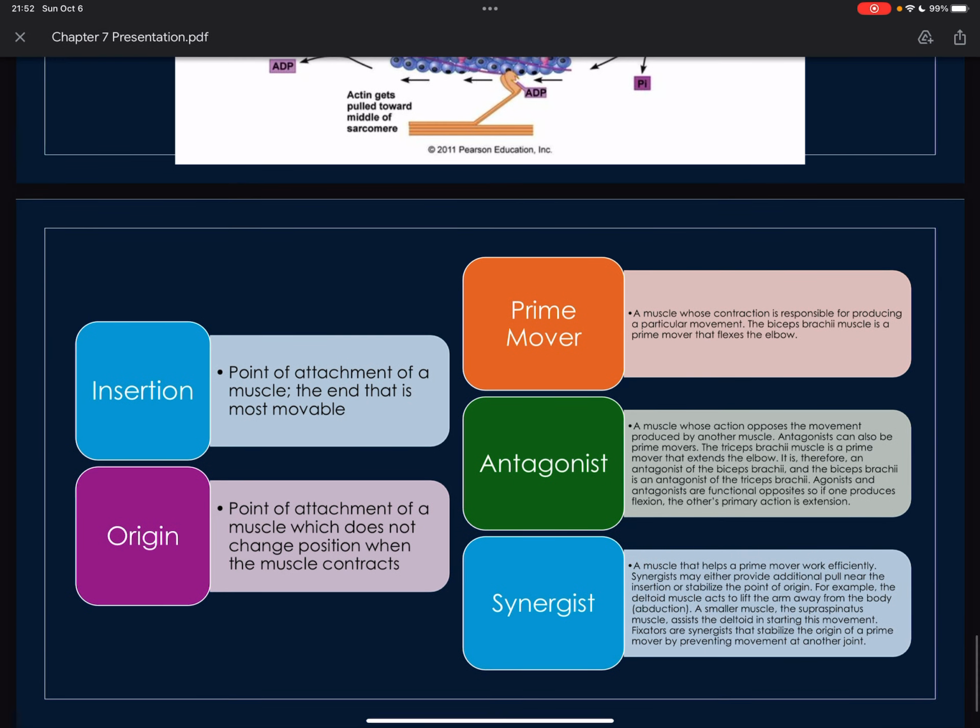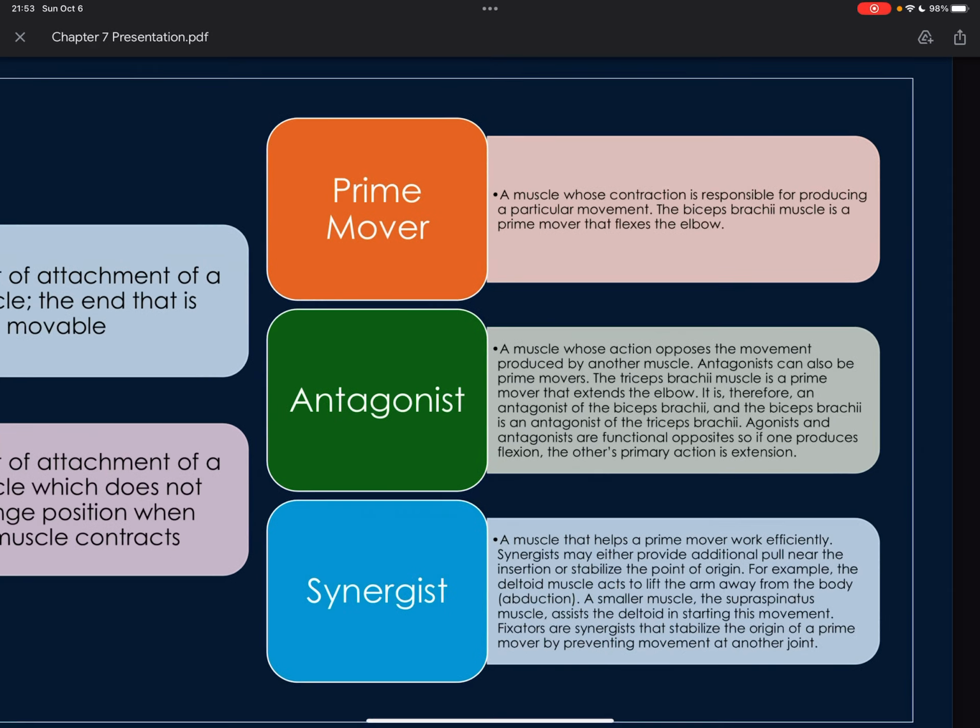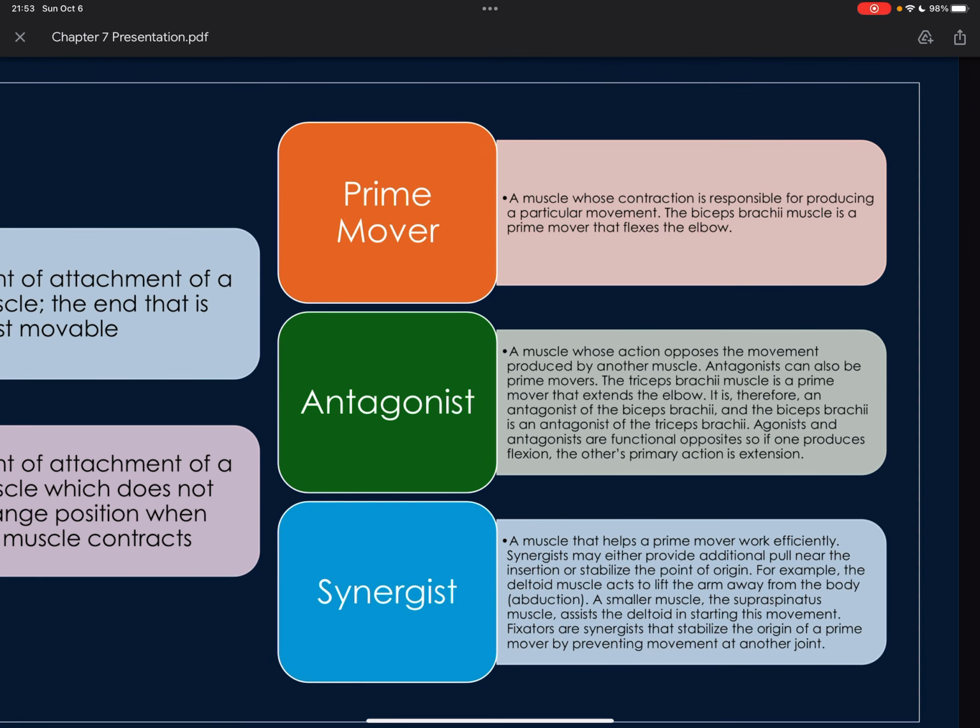And so lastly, we're going to talk about a few keywords. Insertion is the point of attachment of a muscle. It's the end that is most movable, while the origin is the point of attachment of a muscle which does not change position when the muscle contracts. We have three keywords right here, prime mover. A prime mover is a muscle whose contraction is responsible for producing a particular movement. So like the biceps brachii muscle is a prime mover that flexes the elbow.